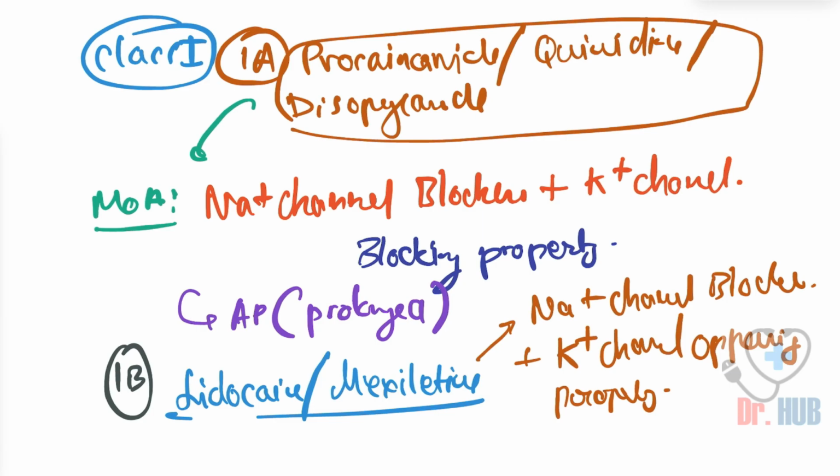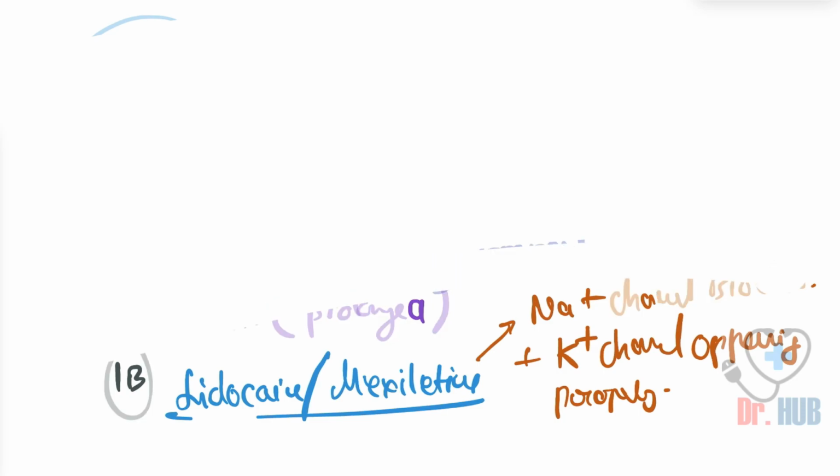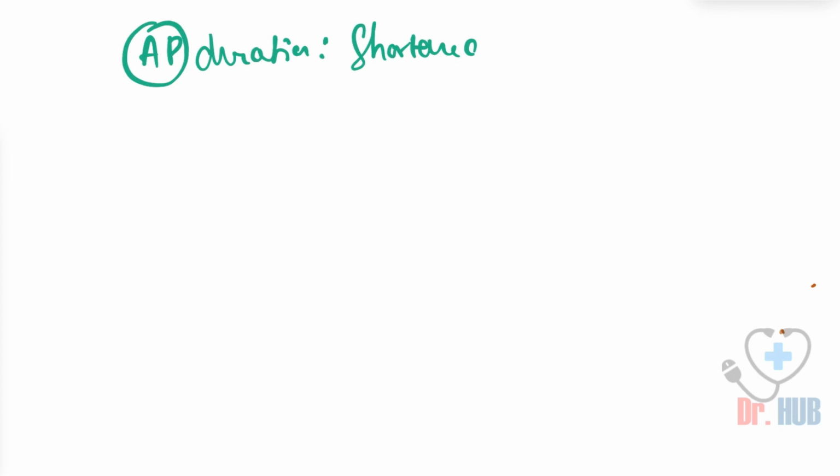So what is the effect on the action potential duration? Here we are going to learn that. The effect on the action potential duration is that it is shortened, or there is no effect.